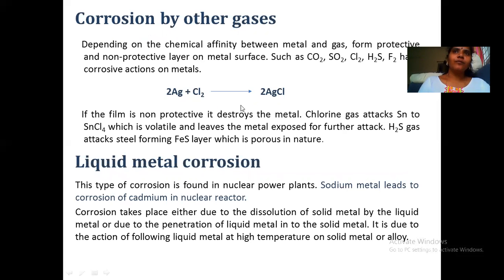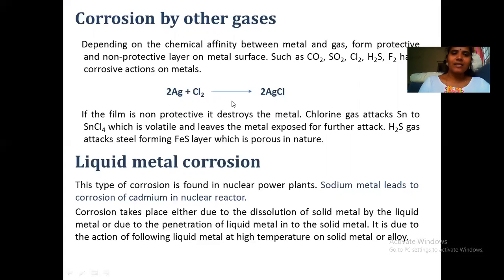The other type of chemical corrosion, or dry corrosion, is corrosion by other gases. Depending on the chemical affinity between a particular gas and a metal, this may lead to the formation of a corrosion product, and the corrosion product can act as either a protective layer or a non-protective layer. It just depends on the affinity between the two, the metal and the gas. The gases can be carbon dioxide, sulfur oxides, chlorine, H2S, all different types of halogens. It can be any gas.